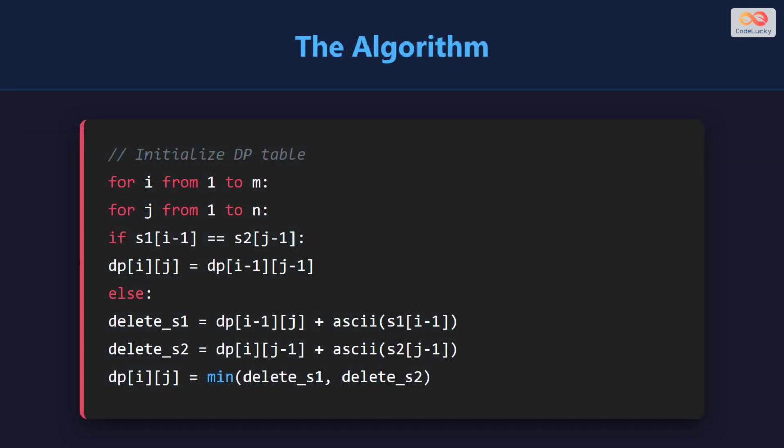Here is what the logic looks like in code. We loop through every character of both strings. Inside the loops, we check for a match. If it's a match, we copy the previous value. If not, we take the minimum of deleting from string 1 or deleting from string 2, adding the respective ASCII cost.